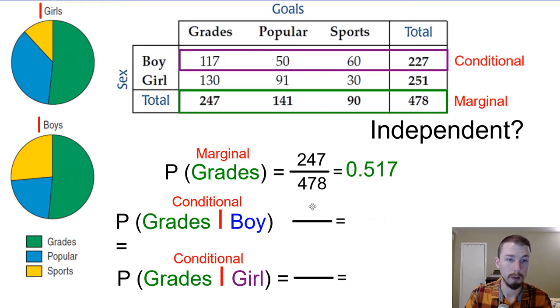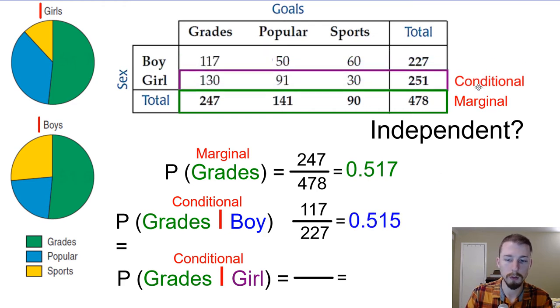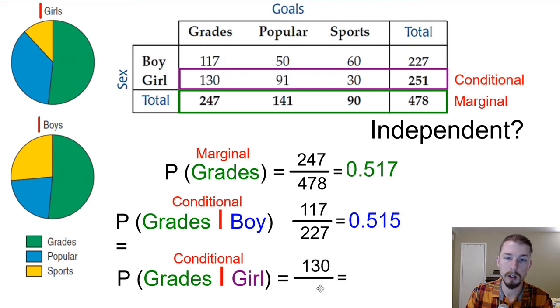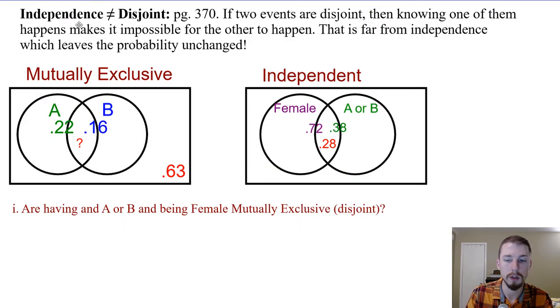What about the conditional for the boys? Well, conditional for the boys would be 117 out of 227, which is really, really close. And then we could compare it to the conditional for the females, which would be 130 out of 251, which again is really, really close. These are all so very close that there's really no evidence of an association, at least for the grades. But if we have more than one variable, we actually need to check the other ones as well, because there clearly was an association between popularity and sports. But grades, there was no evidence of an association. So again, what are we doing? We're comparing a marginal distribution like we had here, the overall for grades, to one of the conditionals to see if there was a difference.